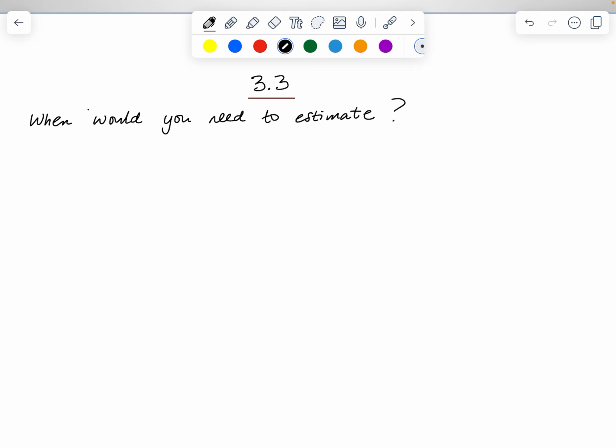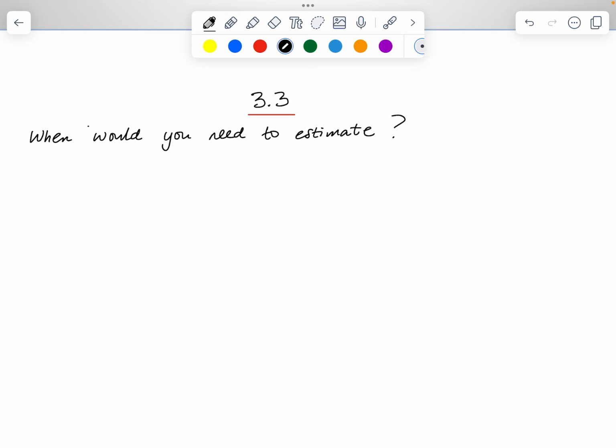I'm just going to continue, so just make sure you have the date written at the top of your page along with the title 3.3. And also write down the question that you see here on the screen. The purpose of this lesson is to expose you to different ways of estimation. Before we get into that, it's good to talk about when would you need to estimate.